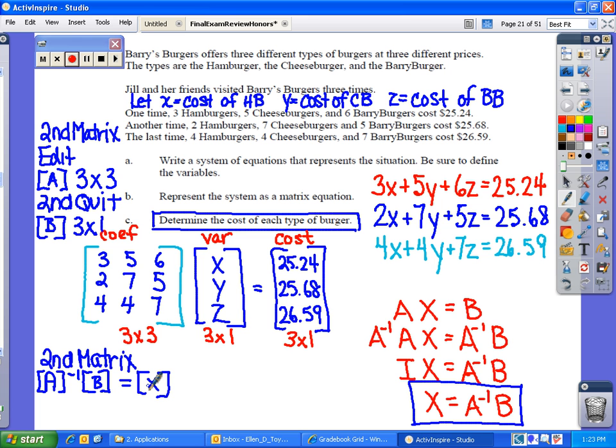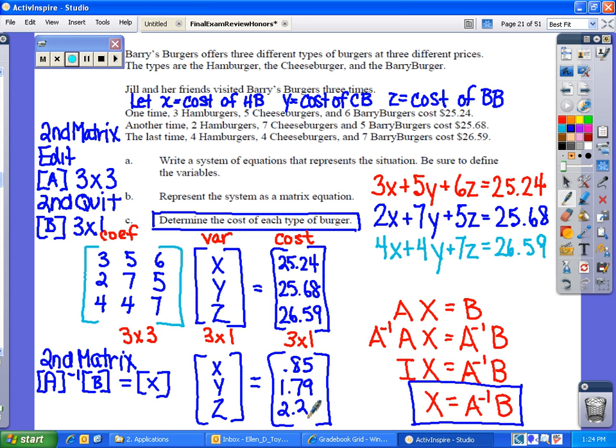In this case, the X matrix, or X, Y, Z, comes out as 85 cents for a hamburger, $1.79 for a cheeseburger, and $2.29 for a berry burger. Remember, for a word problem, it's always best to answer the question in full sentences when you're finished with the whole problem.